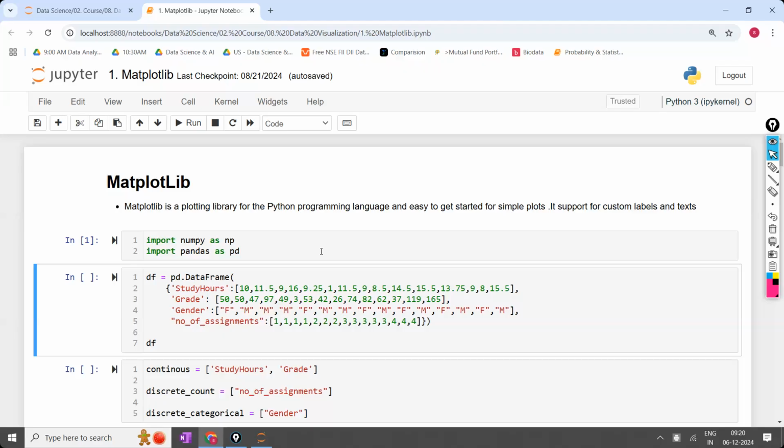Plots would be the same. There is no difference in the plots. Histogram will remain histogram only. Now, whatever plots I am going to explain, they are the plots in Matplotlib.